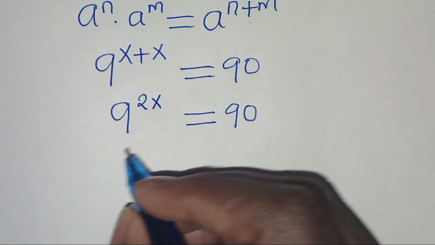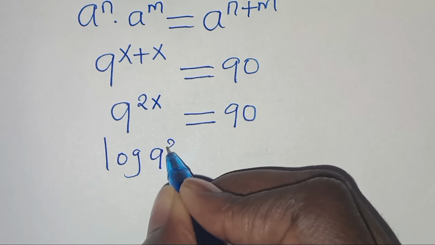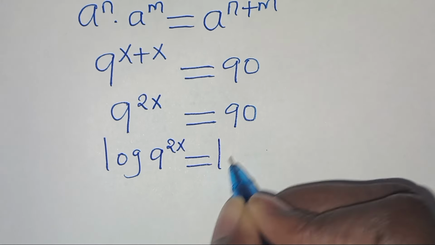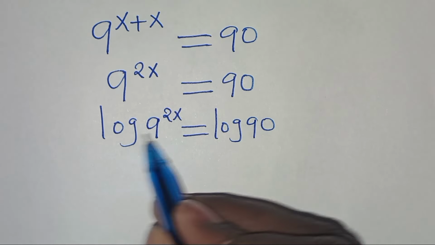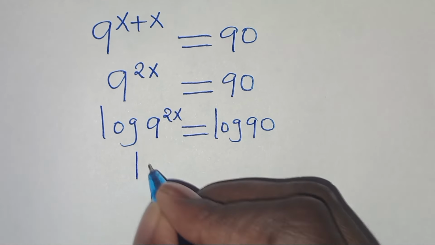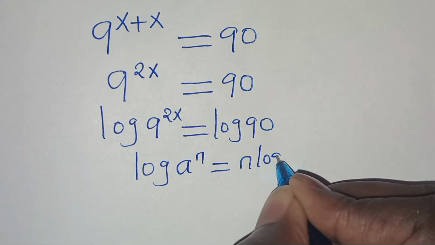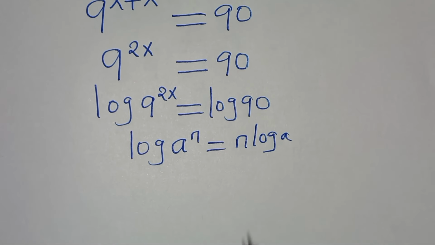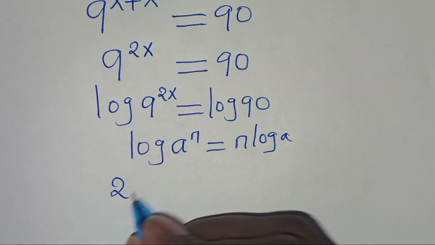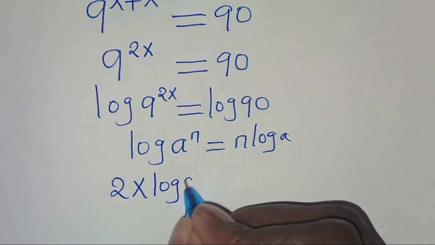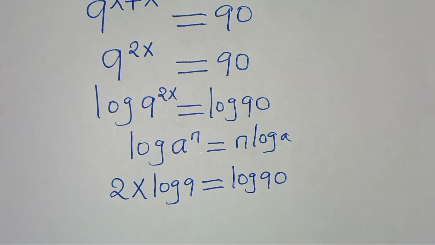To solve for x here, let's introduce logarithm on both sides. We have log 9 to the power of 2x. This is equal to log 90. To solve for x, log 9 to the power of 2x is in the form of log a to the power of n, which can be expressed as n log a. Let's apply this power log property so that log 9 to the power of 2x becomes 2x log 9. This is equal to log 90.